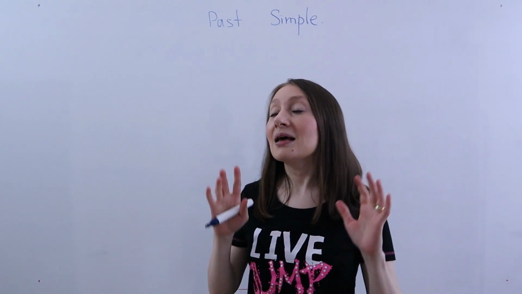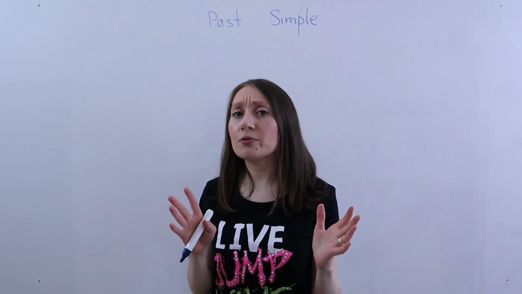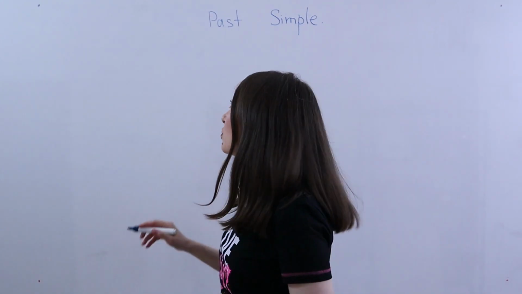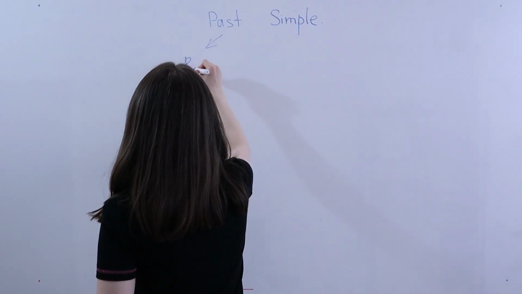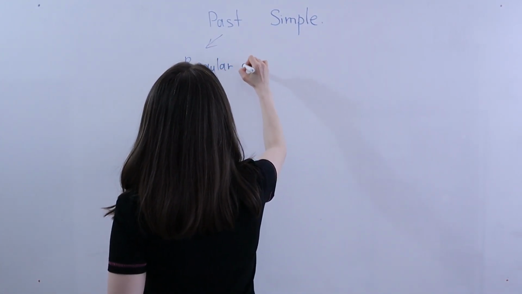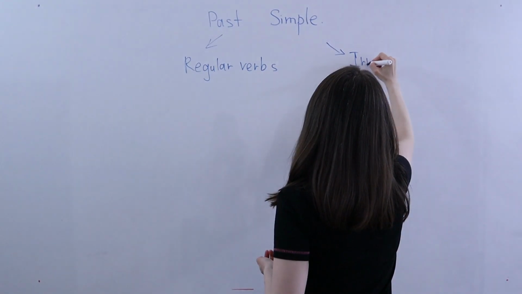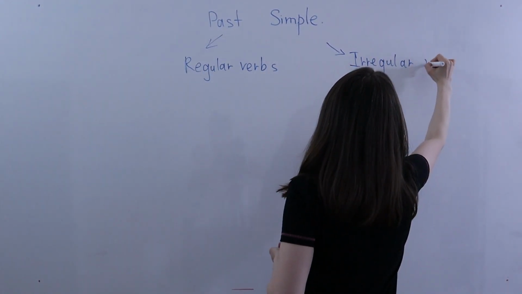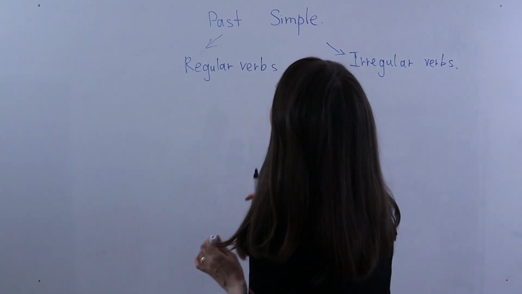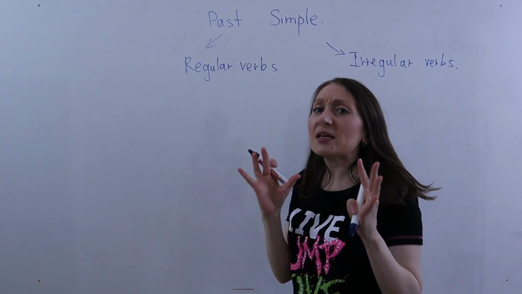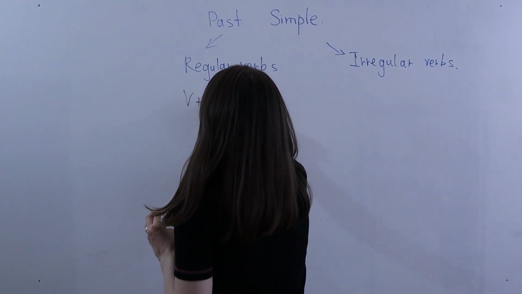But first of all, let's talk about, in short, let's talk about past simple. How do we form, how do we make past simple? We know that in order to make past simple, we use regular verbs. With the help of regular verbs, we make the basic form for past simple. We add to the main verb the ending ed.